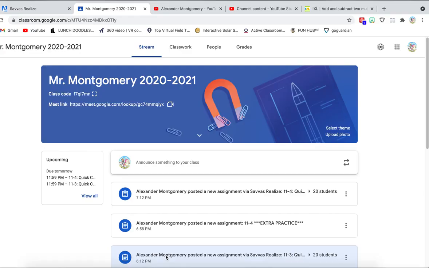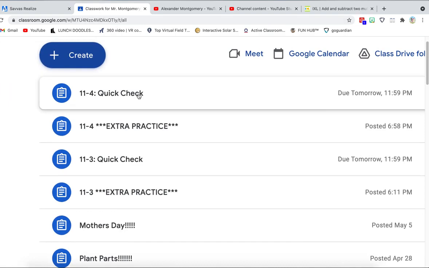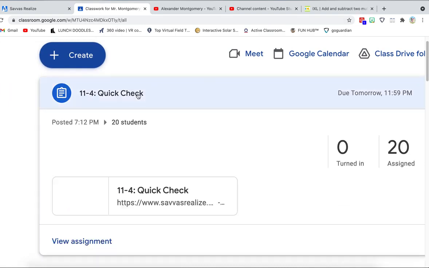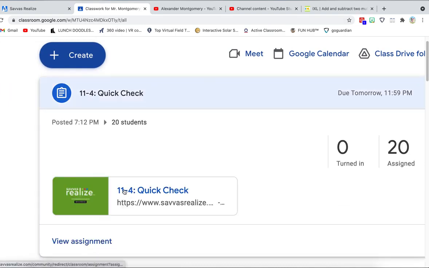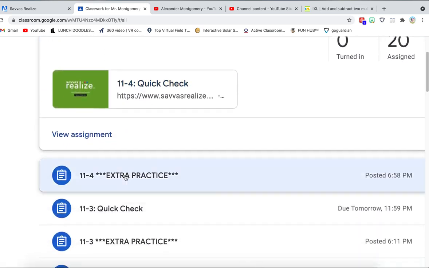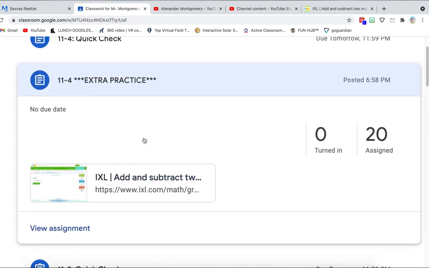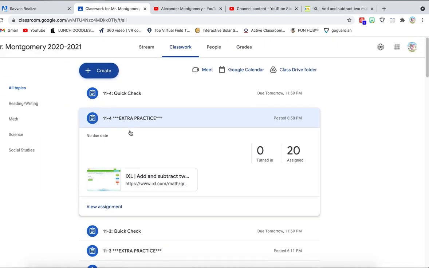Alright, so for our independent work today, of course, click on the man in the blue box, go to Classwork, and I have 2 assignments set up just for you, where the first one's going to be our quick check. It's going to be a few questions on SAVVAS website, right? And then we have our extra practice, which is on IXL. Okay, so do both of those. And then if you finish both of those early and you still have time, you can, of course, go on Pink Cat and get a little extra practice in.